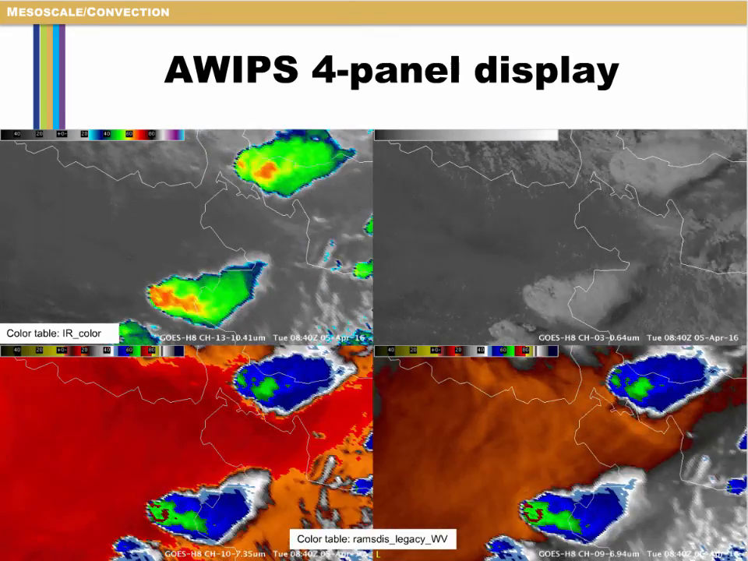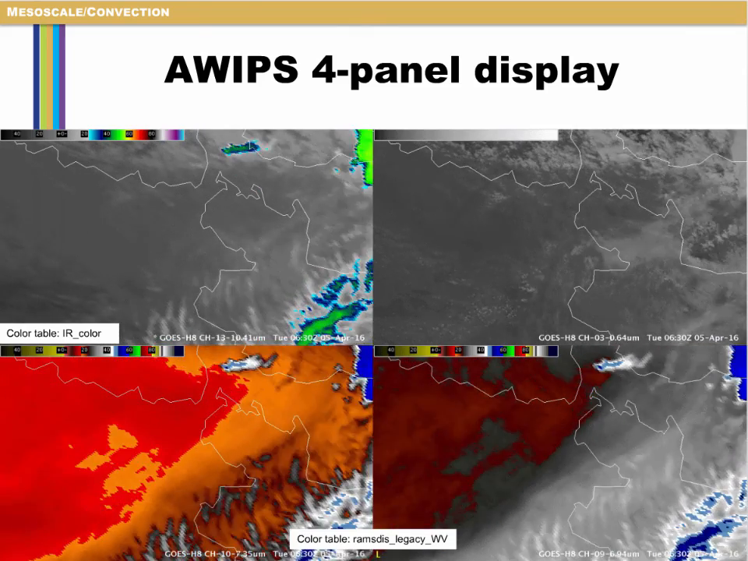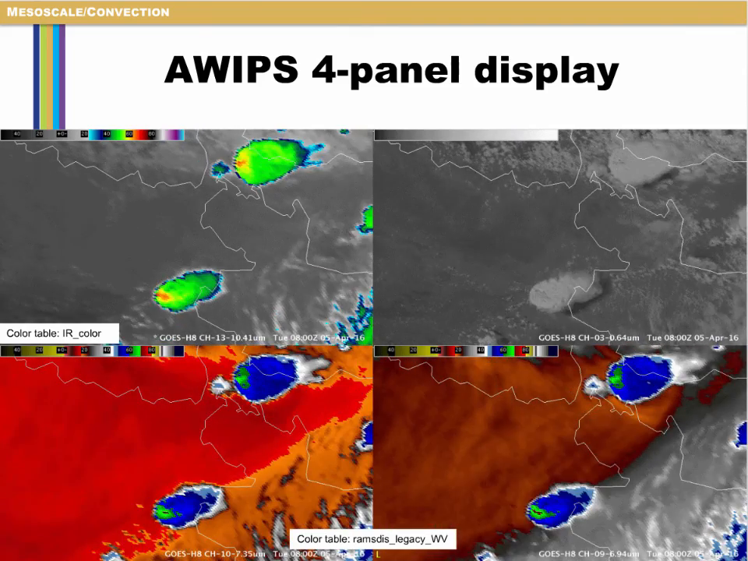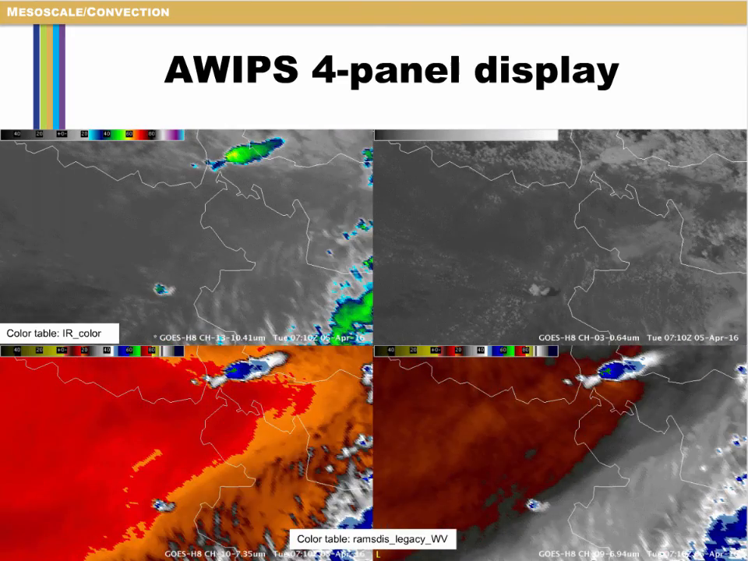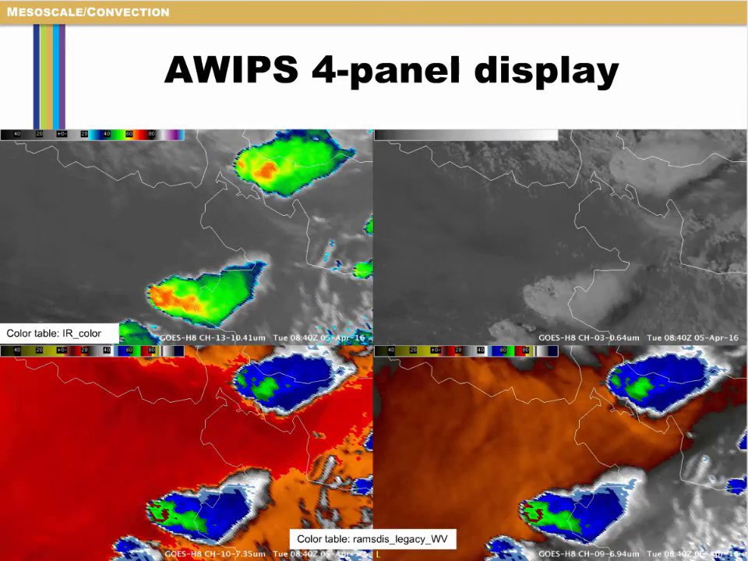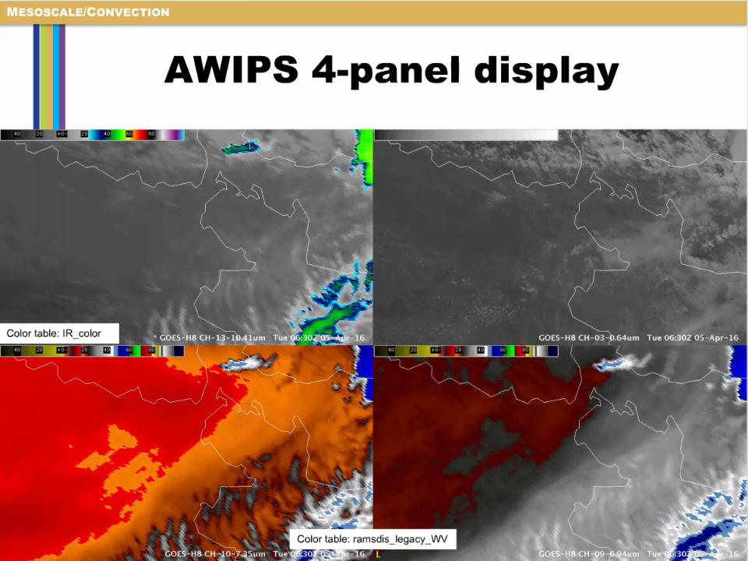This is one of the benefits of having enhanced IR imagery, in that the color scale has sufficient contrast at threshold brightness temperatures when convective clouds typically transition from growing cumulus to cumulonimbus.